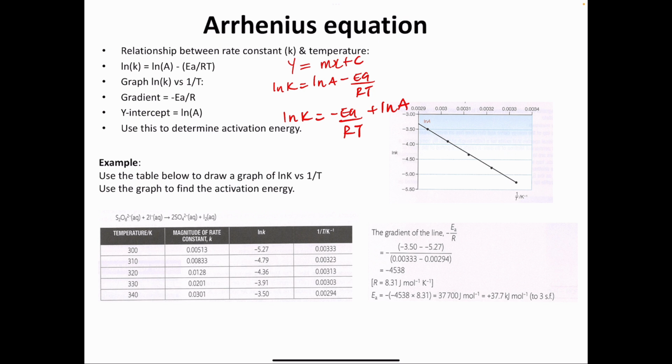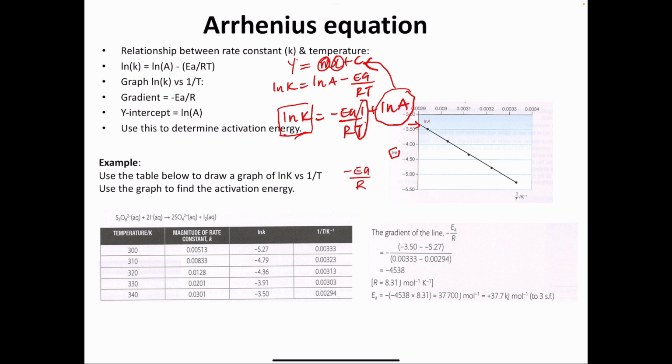When you draw the graph, this is the y-intercept corresponding to C, the value where the line drawn touches the y-axis. The value on the y-axis is natural log of K. The value on the x-axis is going to be 1 over T. So the gradient is going to be negative EA over R, because m is the gradient, x is the x-axis value, y is natural log of K, and natural log of A is the constant, which is the y-intercept. The remaining part is negative EA over R, which is the gradient.